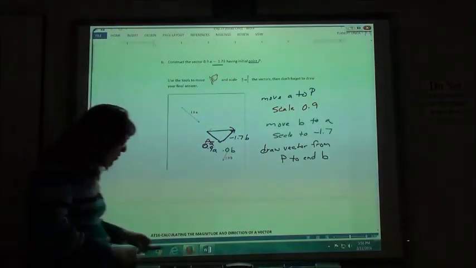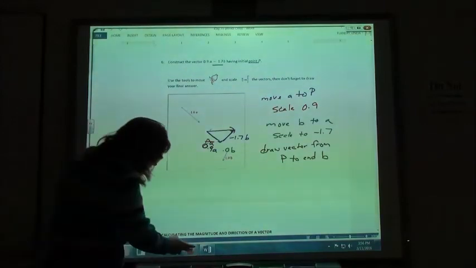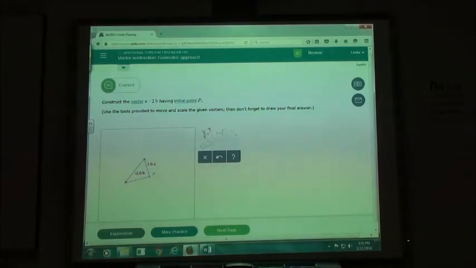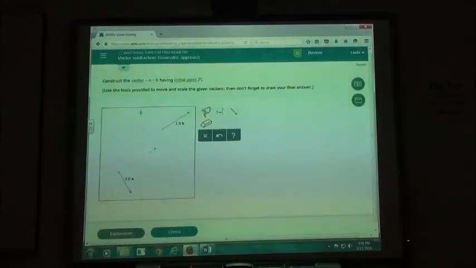So just to review that one more time using the actual ALEKS program. If I hit more practice here, I have negative A minus B. So I'm going to start by moving A. Instead of being a positive 1A, I want a negative 1A. So I'm going to push it backwards until I get to negative 1.0. Click to set it. So negative A is the same thing as negative 1.0A.